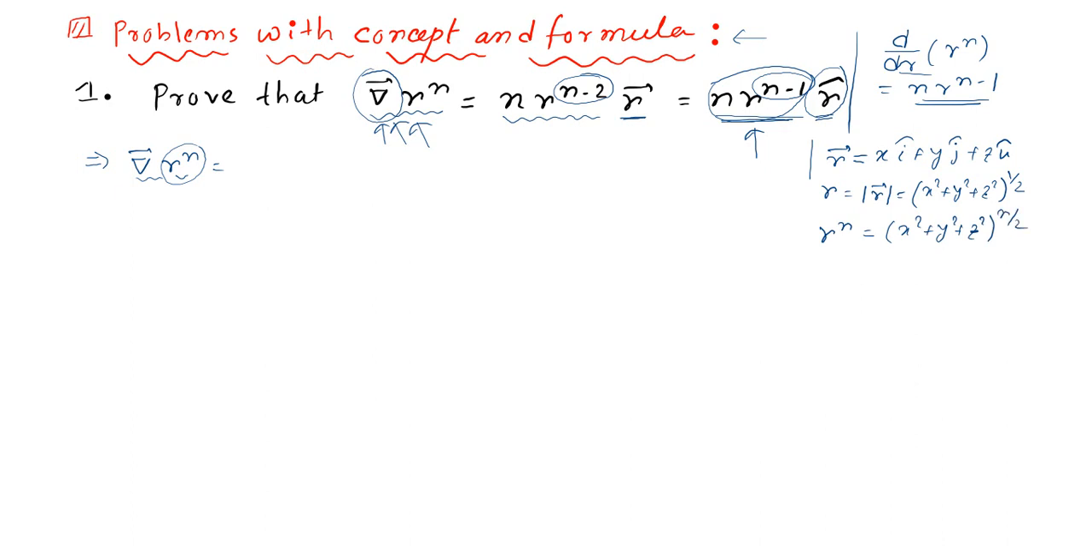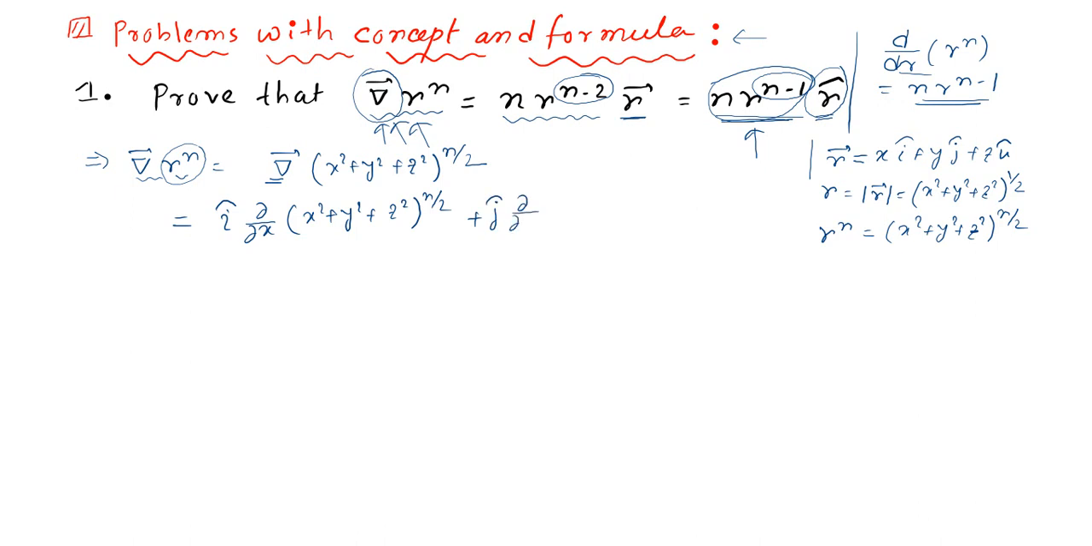Okay, so now this is nothing but the gradient of x square plus y square plus z square whole to the power n by 2. So we will write explicitly with the expression of nabla, that is i cap del del x of x square plus y square plus z square whole to the power n by 2, plus j cap del del y of x square plus y square plus z square whole to the power n by 2.